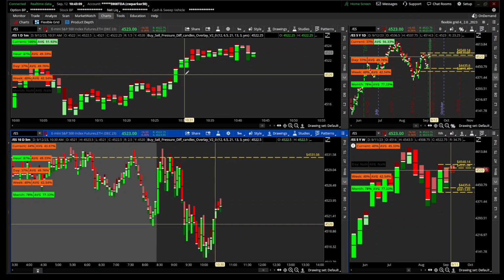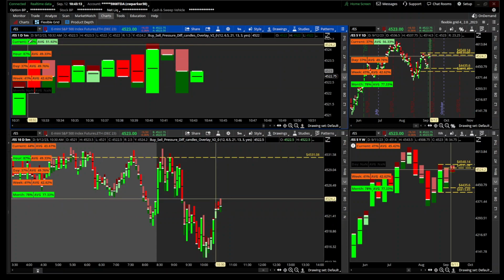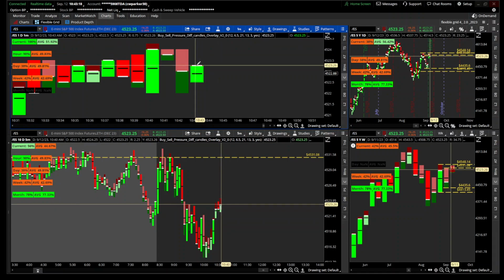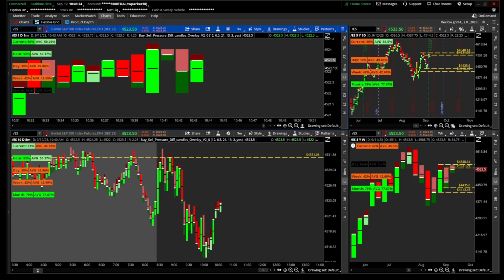So for the most part, the other things I added in here were these labels to tell you what's going on within the candles. And this white bar right here on this candle represents the close. This black bar right here represents the midway mark, or the halfway between the range.